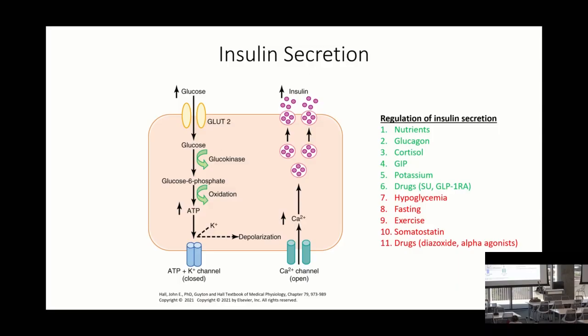And on the right side, you see the different regulators of insulin secretion: nutrients, glucagon, cortisol, GIP, potassium, and some drugs, medications like GLP-1 and sulfonylureas. The green ones are the ones that stimulate, whereas the red ones are the ones that reduce insulin secretion. So hypoglycemia, fasting state, exercise, somatostatin, and then some drugs like alpha agonists and diazoxide.